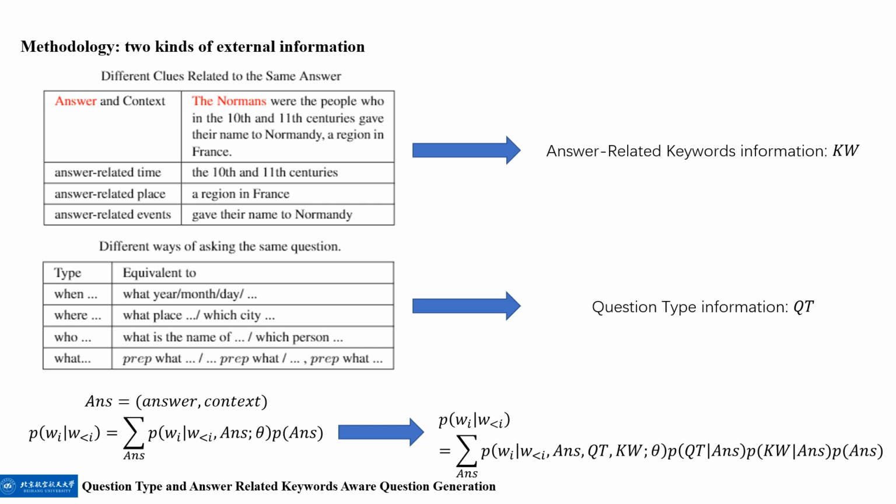In this way, the training goal of the whole system is transformed from only language modeling to the joint likelihood of language modeling, the question type, and the keywords, given the answer and its context.